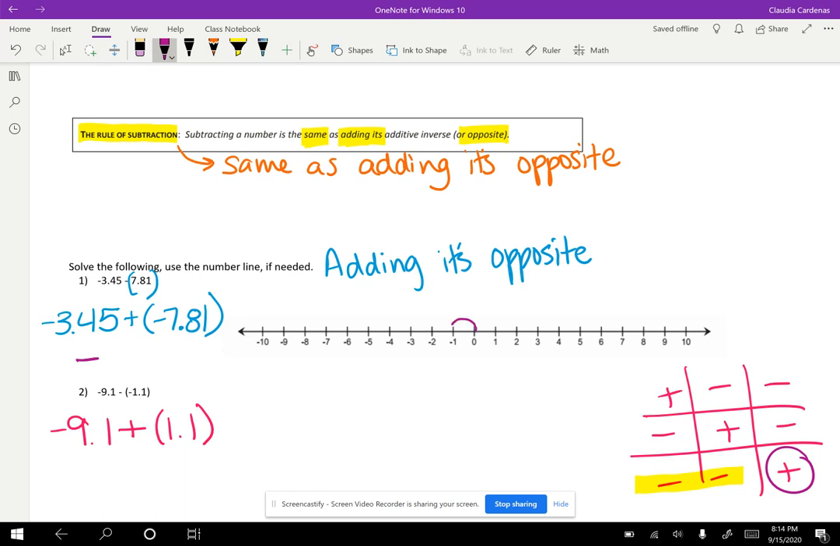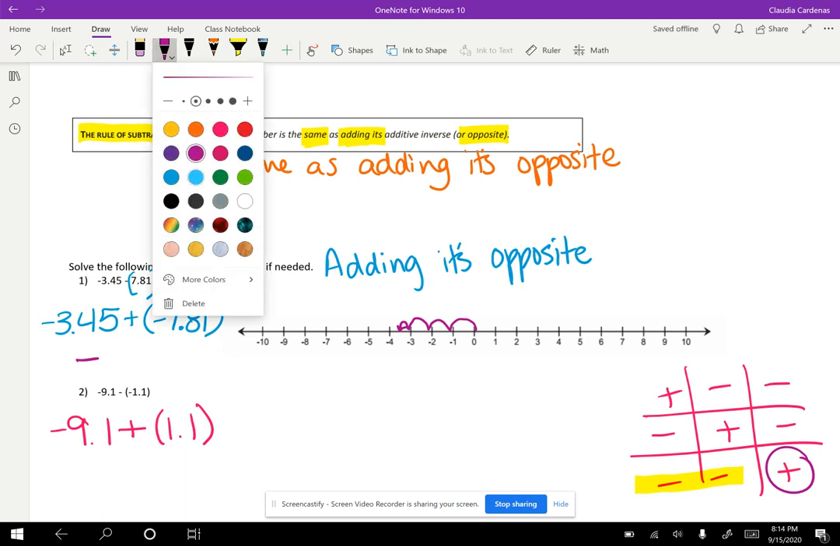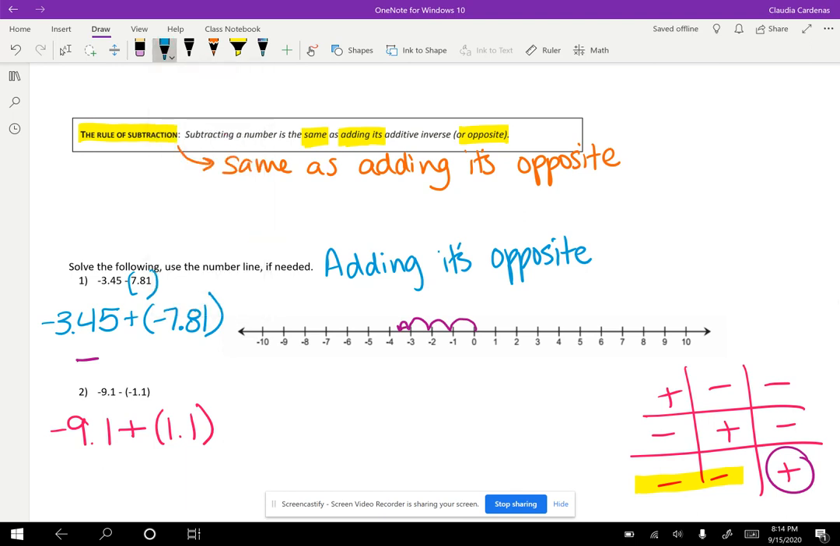So if I go to a negative 3.45, so it's somewhere around here, and then I add another negative 7.81, right? So 1, 2, 3, 4, 5, 6, 7, and a little bit more. Somewhere in here, my answer should be around negative 11, right? So this is me estimating and rounding with my number line before I go ahead and add and actually find the exact answer. And I've run out of a little bit of space. So my final answer is negative 11.26.